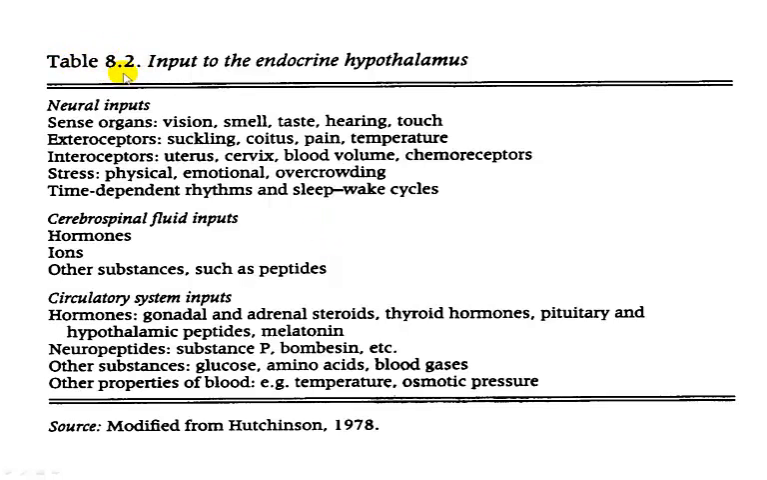So this reminds us of table 8.2, input to the endocrine hypothalamus with neural inputs, sense organs like vision, smell, taste, hearing, and touch. Think of stressors. Animals that can smell predators are going to turn on their hypothalamic pituitary adrenal axis. You taste something foul. You can always think about any of these could be aversive or rewarding and bring about changes in some endocrine input. Exteroreceptors such as suckling, coitus, pain, and temperature. Interoreceptors inside the body, uterus, cervix, blood volume.